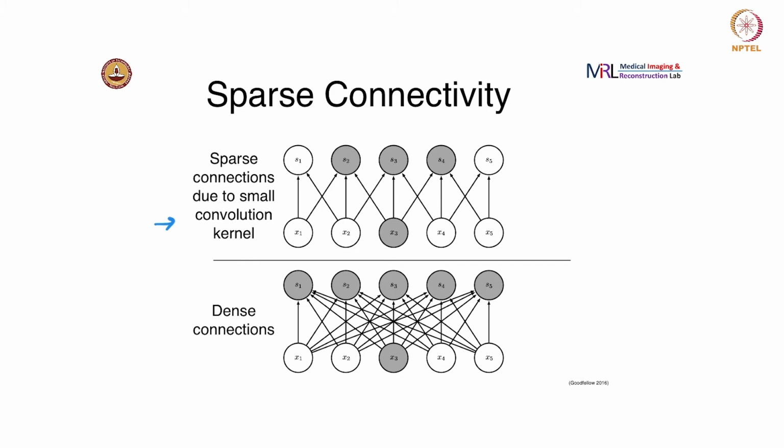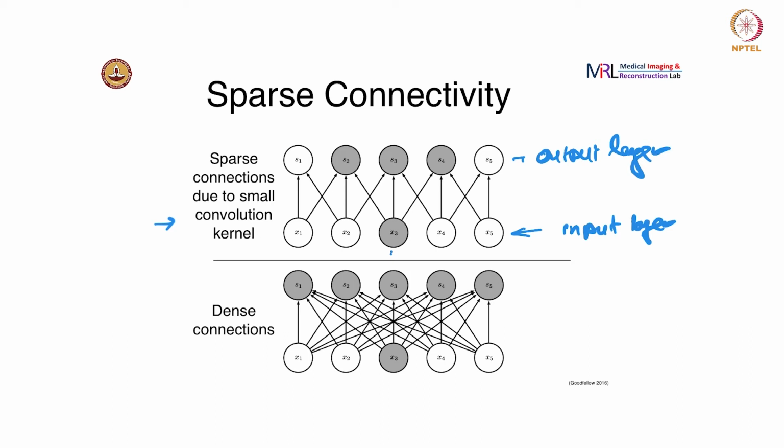Okay, so from the point of view of the input, as I had drawn in the previous slide, you see this X3 in the input layer. So this is the input layer, and this is the output layer.